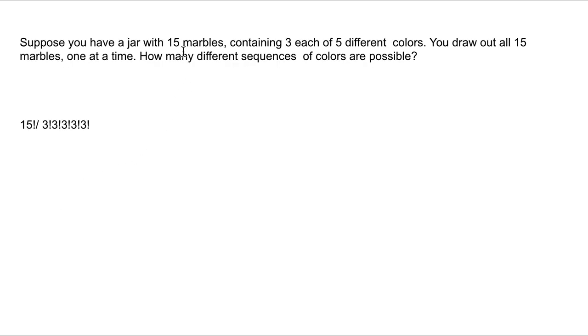Suppose you have a jar with 15 marbles containing 3 each of 5 different colors. You draw out all 15 marbles one at a time. How many different sequences of colors are possible? So this just means that you write it down in 15 letters. It's just going to be 15 factorial divided by 3 factorial raised to 5, just as we saw for the multiple letters that you wrote in an anagram, right? Because the colors would keep on repeating itself. So that's 3 factorial divided each time for the 5 different colors.